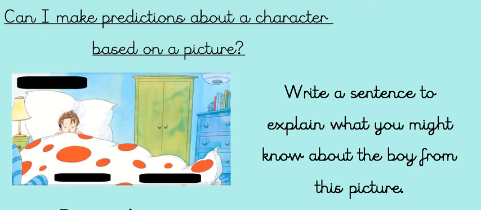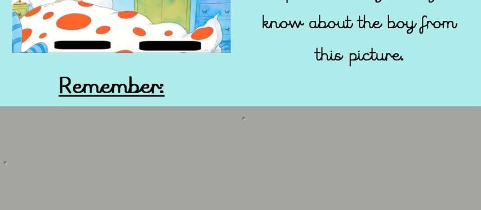So, I want you to think about everything you've spotted in the picture. His eyes and his eyebrows and maybe the lamp by his bed. And I want you to tell me what you think he might be like. Now, can you remember some of the things that we need to write a sentence in Year 2? You've got it. Let's have a look.